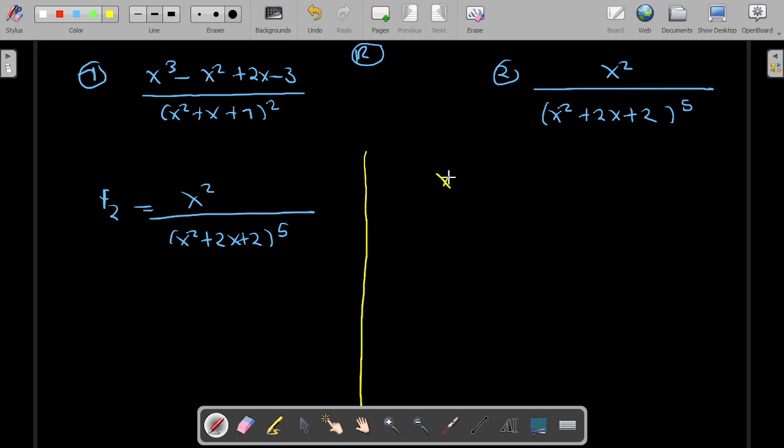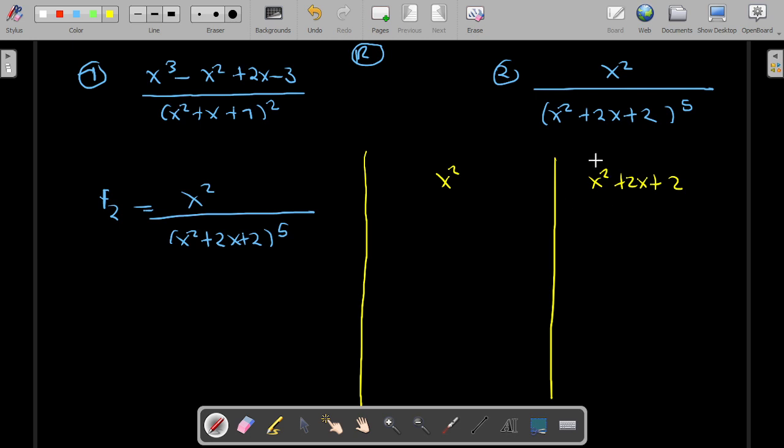Now here we're going to say x squared is going to be divided by, now the divisor here is going to be x squared plus 2x plus 2. We basically take it to its smallest power. The smallest the power can be is 1 here, because it is to the power 5. So this is what we do here. Now here what do we have?